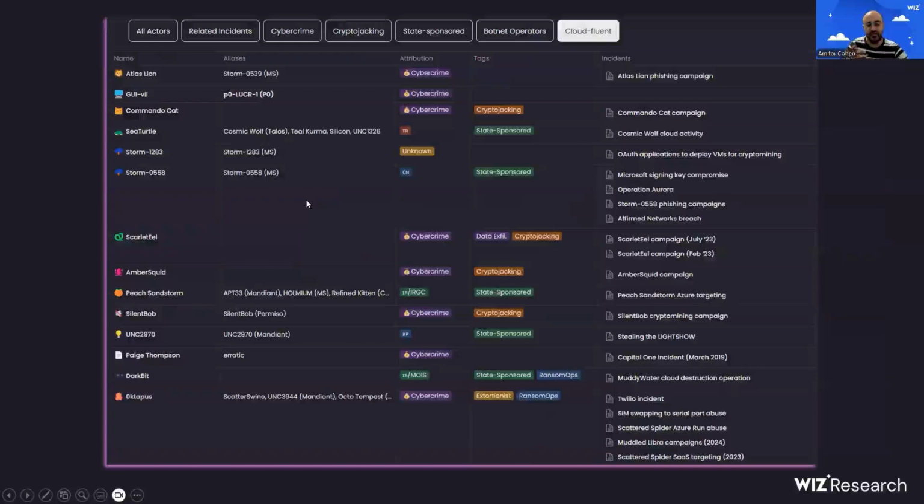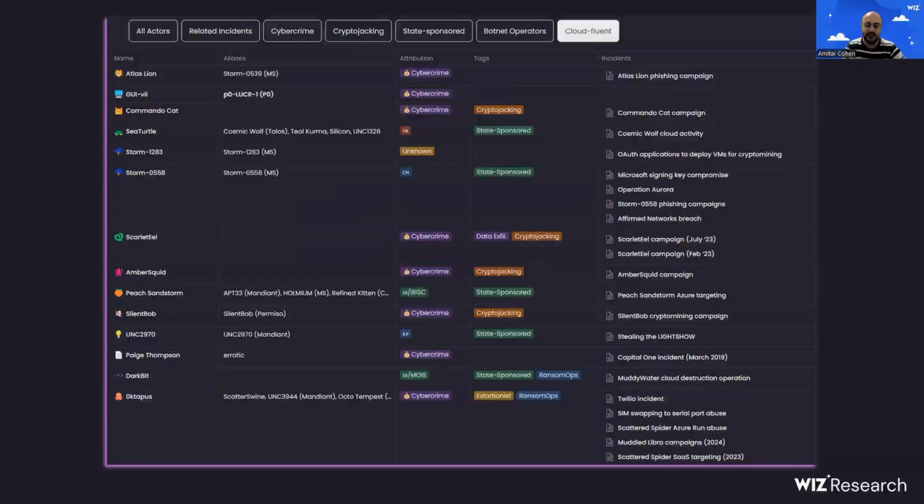I mentioned before that we have actors that are definitely targeting the cloud and actors that are potentially targeting the cloud. There are a lot of actors targeting the cloud, let's say, by chance. They don't really care that they're targeting the cloud. The cloud for them is just compute. So sometimes they hit a cloud machine, sometimes they hit a non-cloud machine. But there are threat actors that are very single-mindedly targeting the cloud, which are the ones that I've laid out here in a page called Cloud Fluent on the website. And you can check that out for yourself.